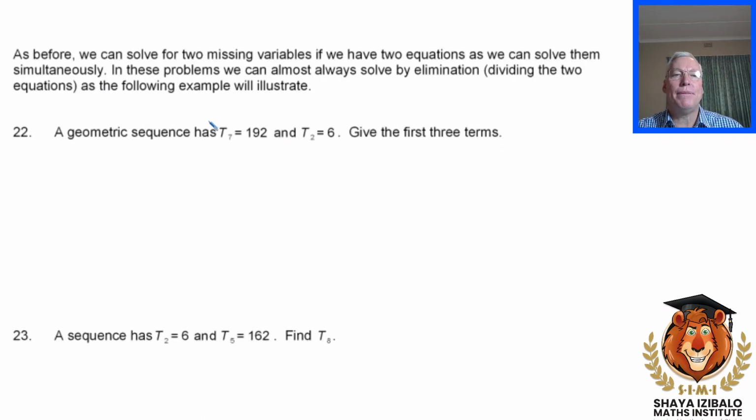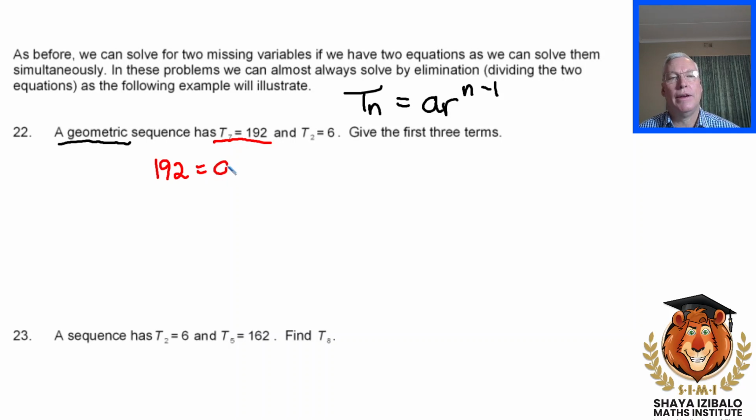Okay, let's do one involving simultaneous equations, just like we did last time. So remember our formula, Tn equals A R to the n minus 1. How do I know I'm using this formula? Because the question says we've got a geometric sequence. So let's put this piece of information into here. I'm going to do it like I did last time, and color code it. I'm going to do a red equation: 192 equals A times R to the 7 minus 1.